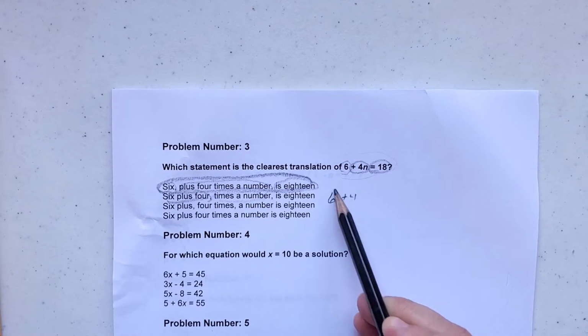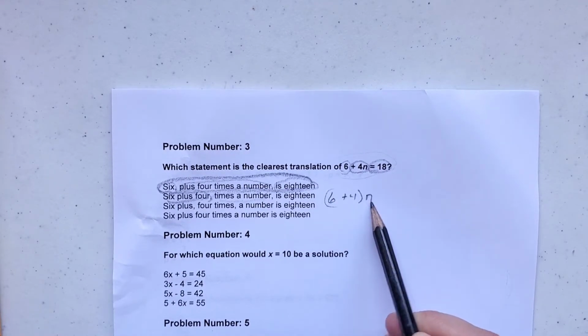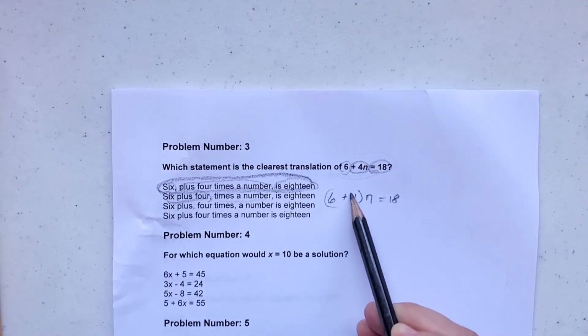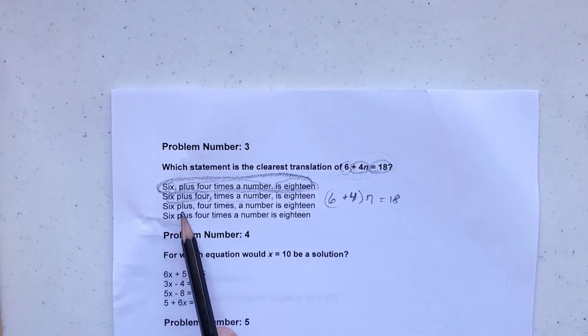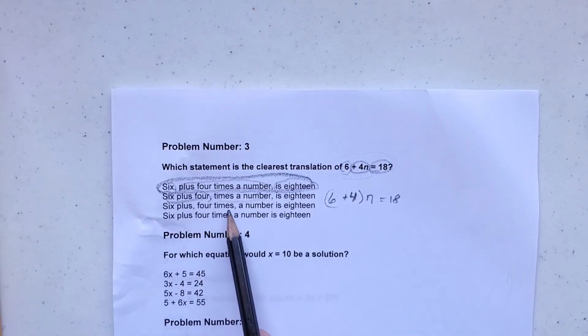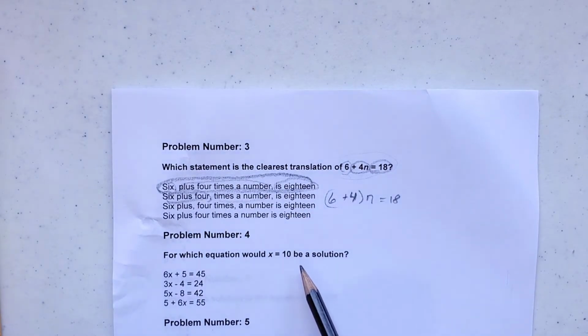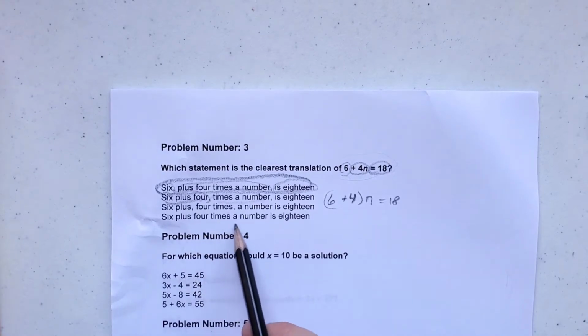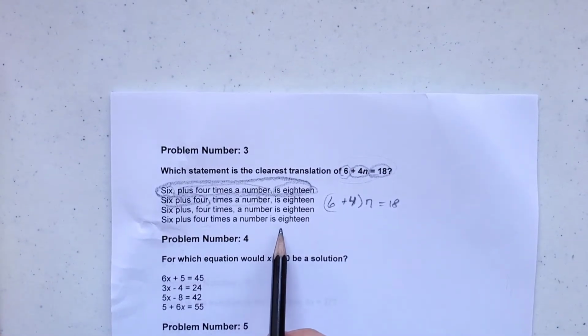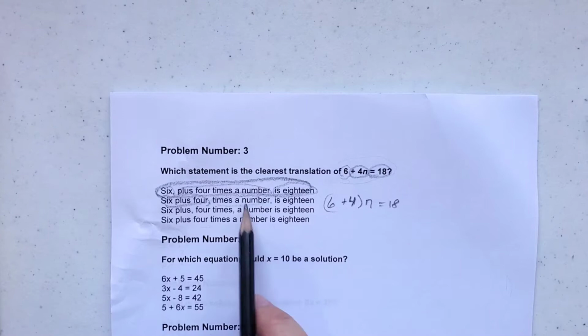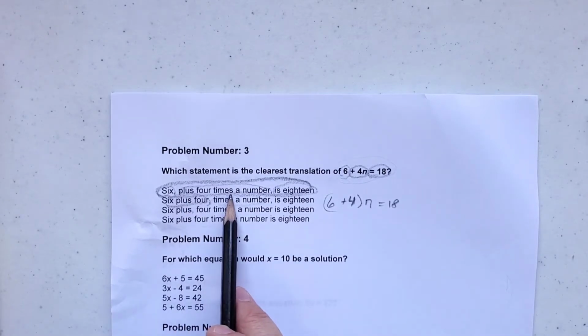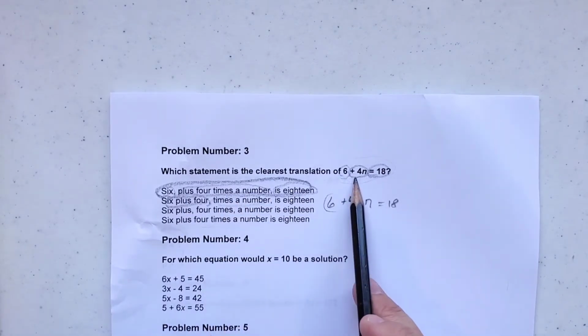That would look like this. 6 plus 4 times a number. 6 plus 4 times a number is 18. They didn't split that up very well. 6 plus 4 times a number is 18, and it won't be this one because they didn't put any commas in this one. So this is our best and clearest translation of this equation.